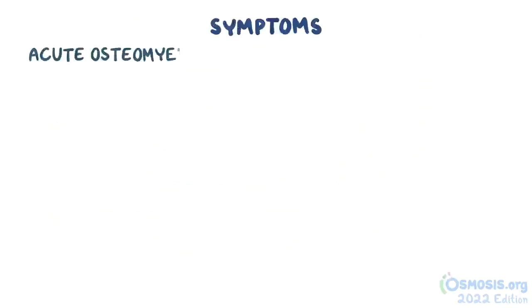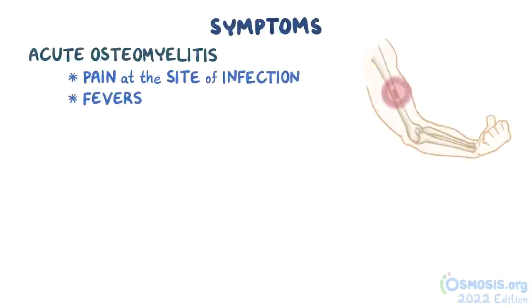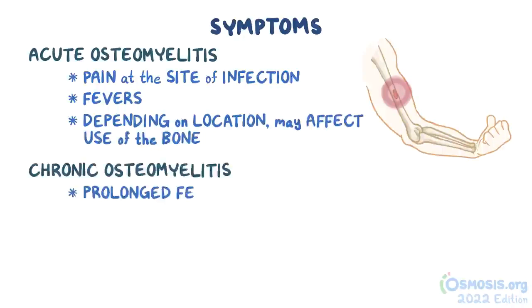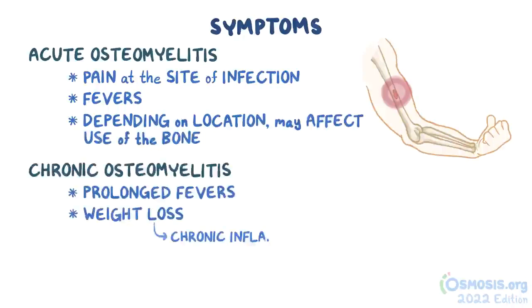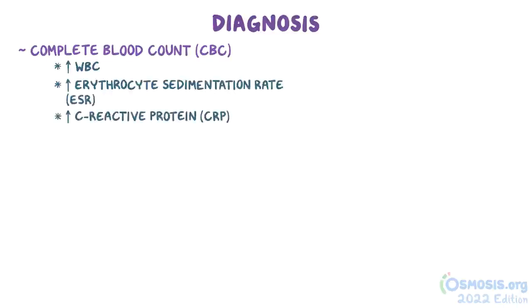Now, acute osteomyelitis typically causes pain at the site of infection, as well as fevers. Depending on the location, it may affect use of the bone. In chronic osteomyelitis, there can be prolonged fevers and weight loss due to the chronic inflammatory state. Osteomyelitis is usually diagnosed by using a complete blood count, or CBC, which shows an increase in white blood cells, as well as an elevated erythrocyte sedimentation rate, or ESR, and C-reactive protein, or CRP. These are both nonspecific markers of inflammation.